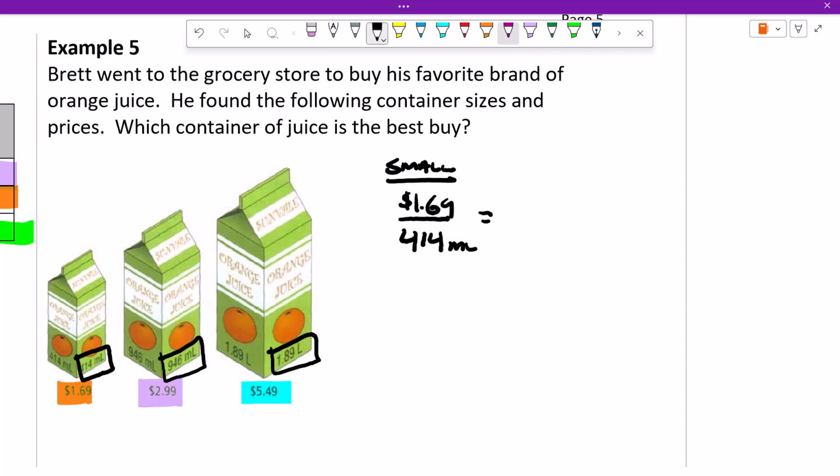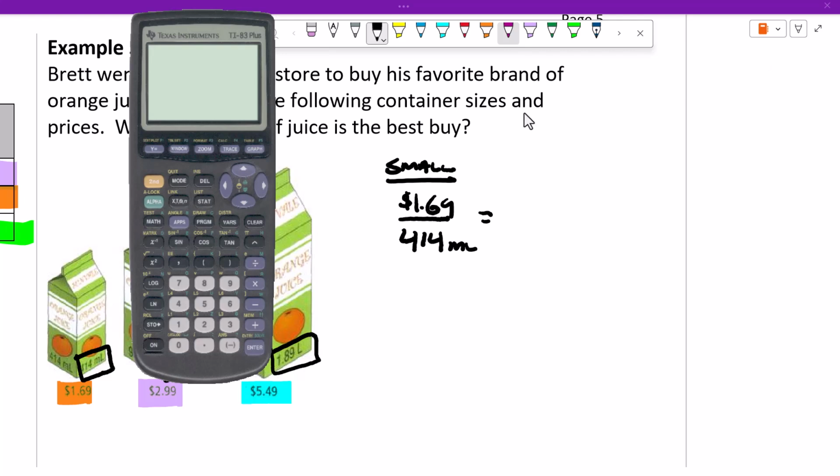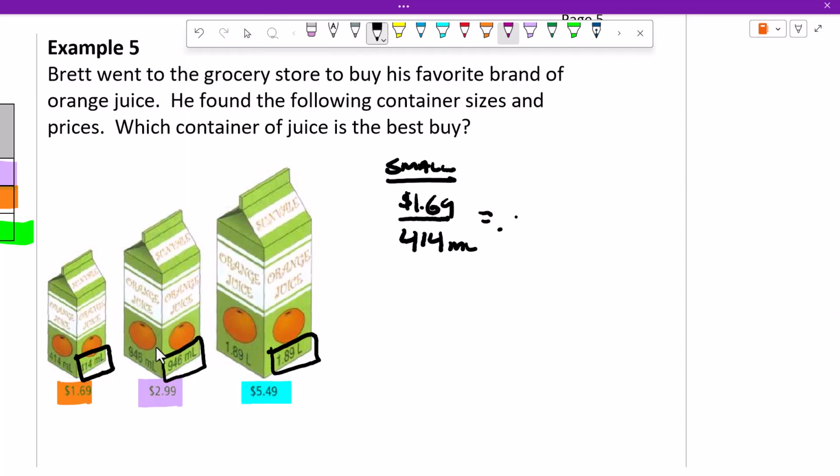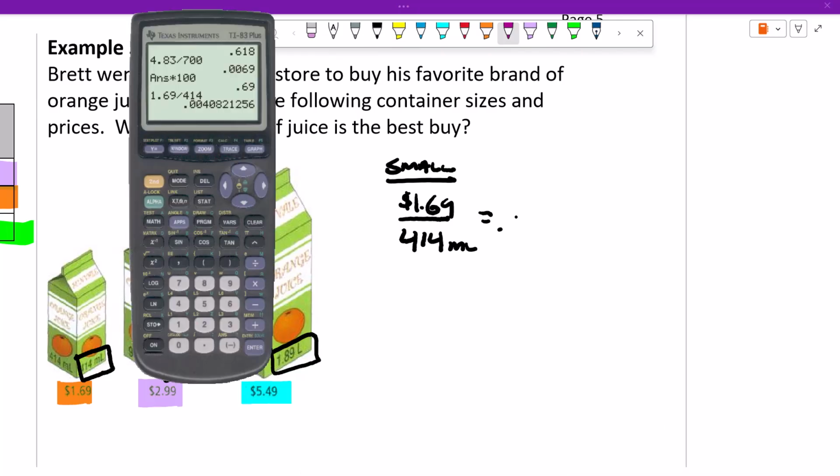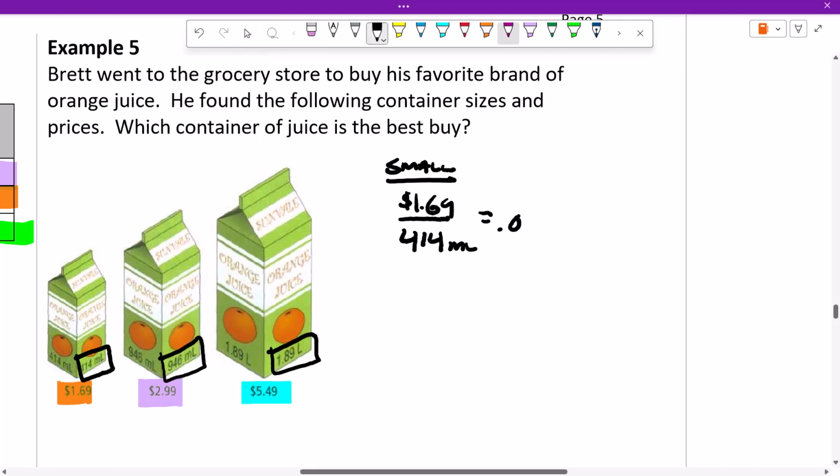So grab your calculator, you can if you want. Here we go. $1.69 divided by 414. And we're going to get something really, really tiny and small. This is the price per milliliter. Such a small number. We'll do that trick of timesing by 100 so it becomes a nicer number. Okay? So I'll write this down, 0.004 something.